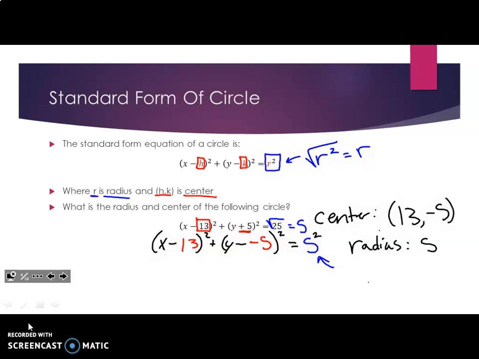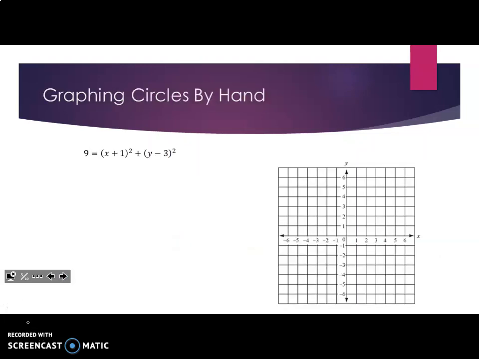Okay, so let's go through and practice some of this graphing. Starting out, I've got 9 equals (x plus 1) squared plus (y minus 3) squared. The first thing I want us to do is find the center of this circle. What's the center? Well, you should not be saying 1, negative 3, because remember we have to flip the signs on our points. So negative 1, 3 is going to be the center of our circle.